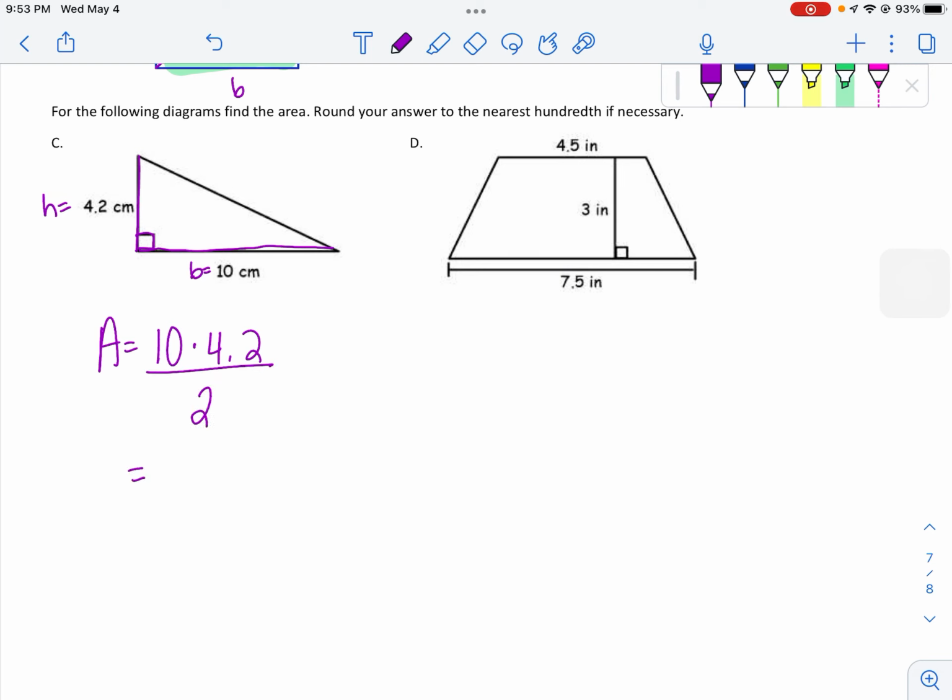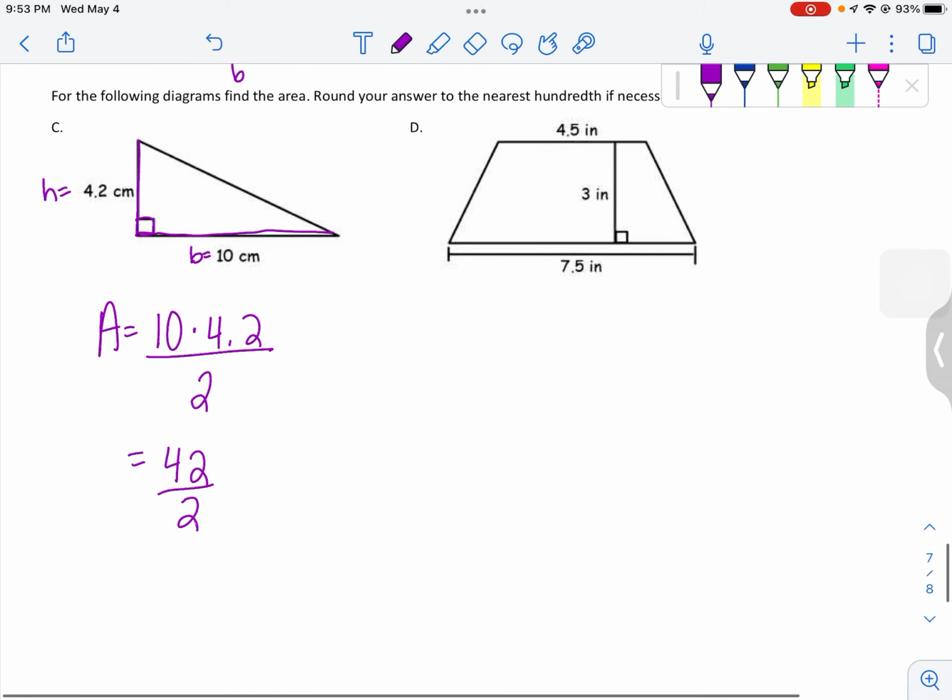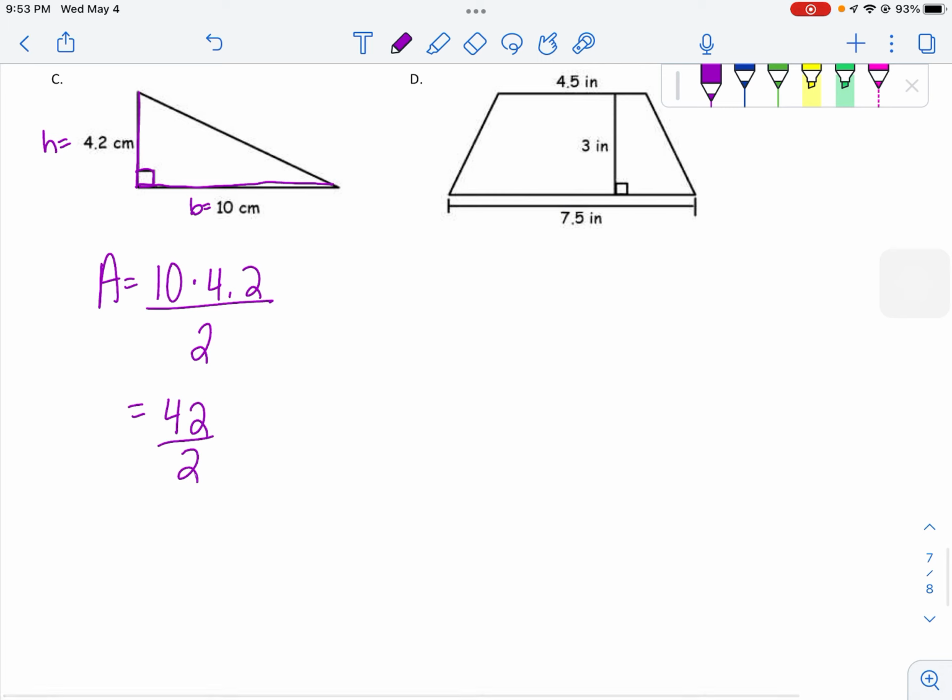Multiplying 10 by 4.2 makes 42, and then divide by 2. Feel free to check that in your calculator. 42 divided by 2 is 21. It was centimeters times centimeters again, so we have centimeters squared, or square centimeters, is how you're supposed to say it. So 21 square centimeters is the area of that triangle.